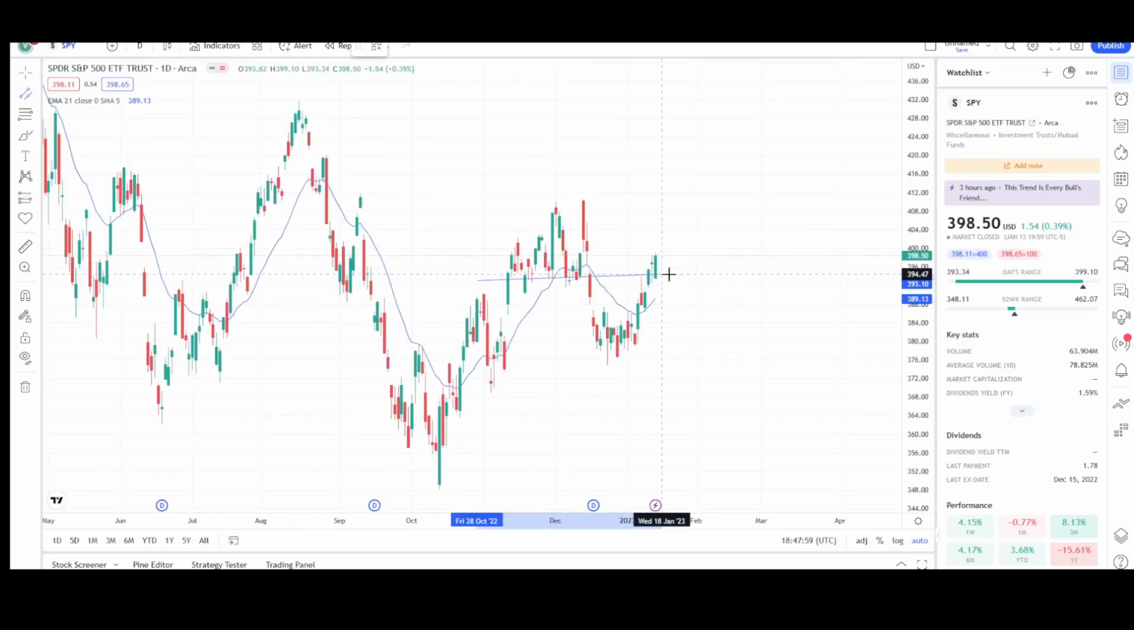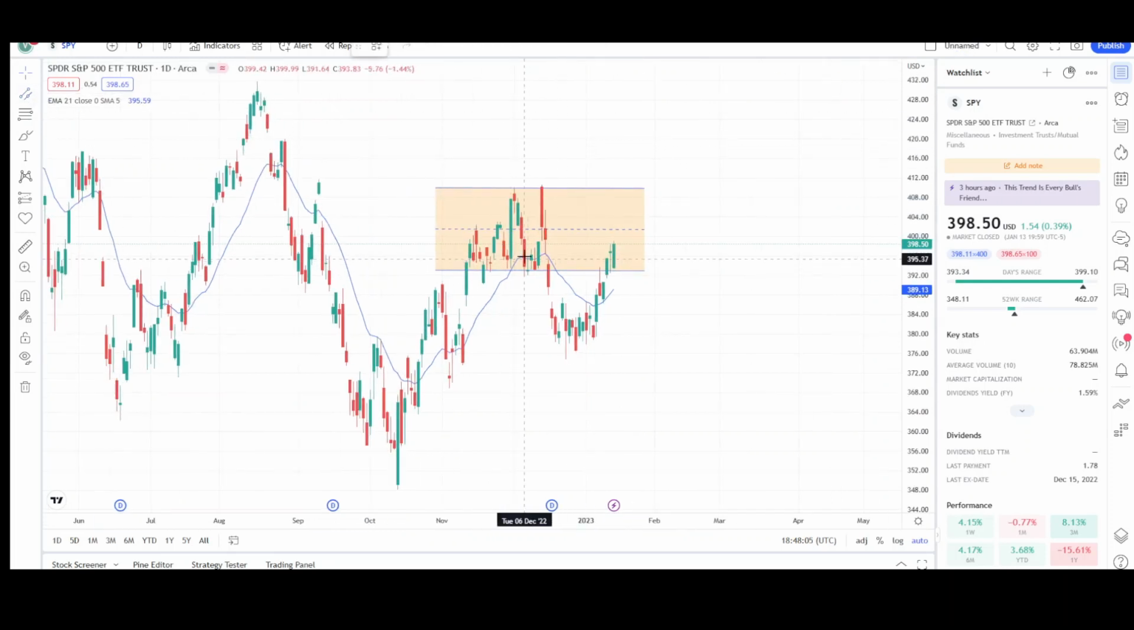Overall, there was this previous range pattern in play right here. I'll make the range patterns orange and the trends yellow. So we had this bigger orange range, and then we had a smaller orange range right here. It looks like the bigger one took precedence because prices are coming back inside of that one instead of coming back inside the smaller one.